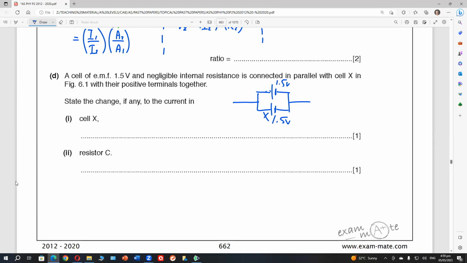In parallel, effective resistance decreases, and with the cells combination, does the current decrease or increase? If resistance decreases, then the current will increase, because R is equal to V over I. No, he's talking about cell X, not the total current. Total current is fine. It will be the same.